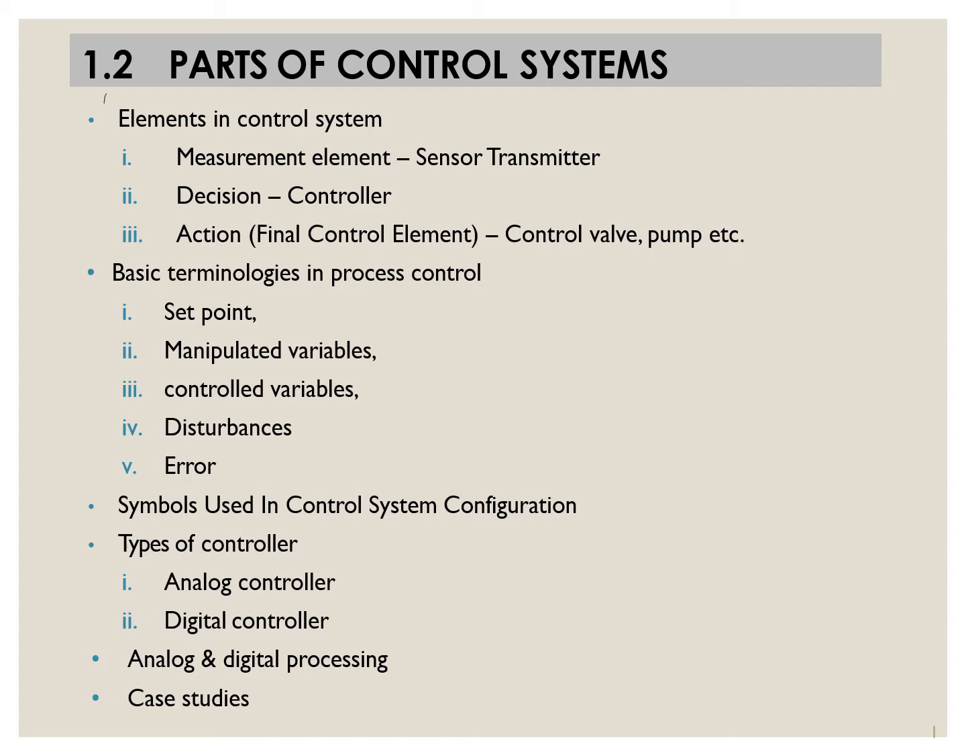Okay, there are a few things that we will cover inside this video: elements in control system and basic terminologies in process control. These two actually have been covered inside the previous videos, but in here we will cover them in detail, and I will show you the photo of each of the devices for the elements in control system. Next, symbols used in control system configurations, types of controller, analog and digital processing, and lastly I will show you a few case studies.